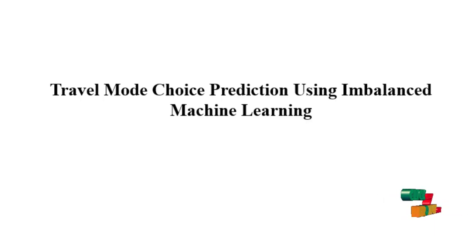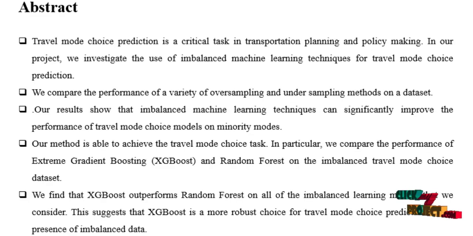The title of our project is Travel Mode Choice Prediction Using Imbalanced Machine Learning. Let's move to the abstract of our project. Travel mode choice prediction is a critical task in transportation planning and policy making. In our project, we investigate the use of imbalanced machine learning techniques for travel mode choice prediction.